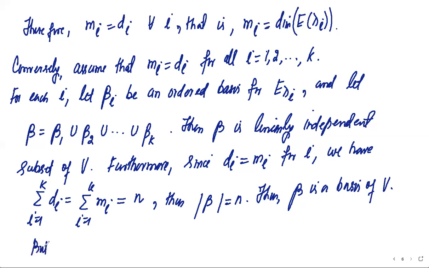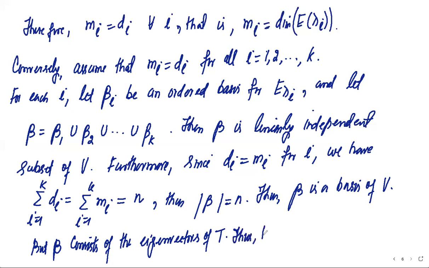But beta consists of the eigenvectors of the linear operator T. And so, by definition, T is diagonalizable. So this completes the proof.